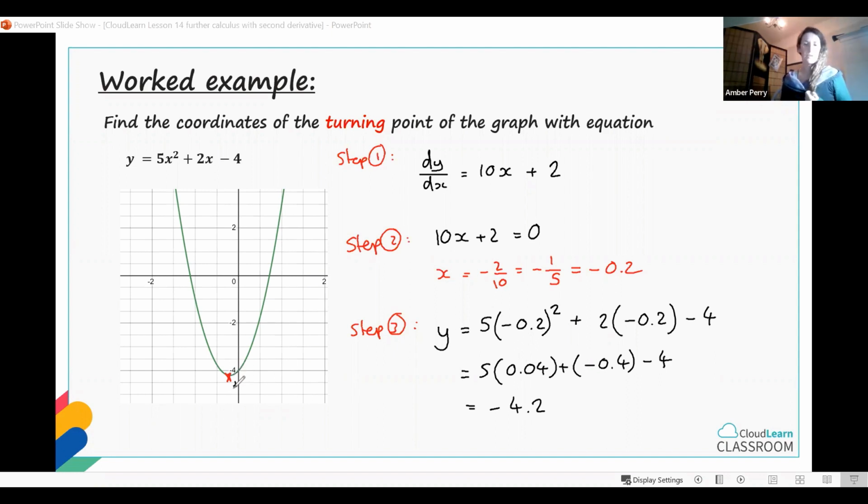Okay, so the answer then, the coordinates. My final answer in step 4 should probably be to write the final answer as a coordinate, okay? Final answer is going to be x is minus 0.2. Oh, and y is minus 4.2 there, okay? So that is the coordinates of that stationary point, or turning point, there for you.